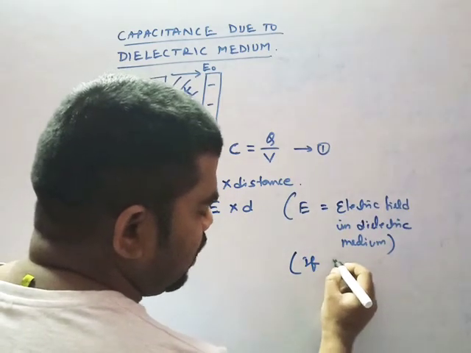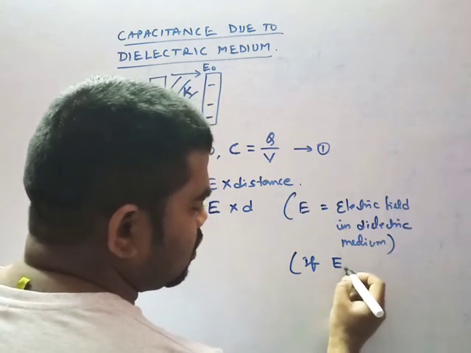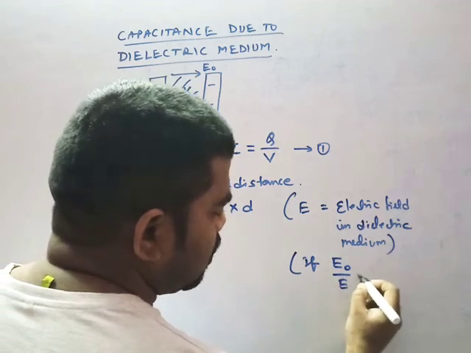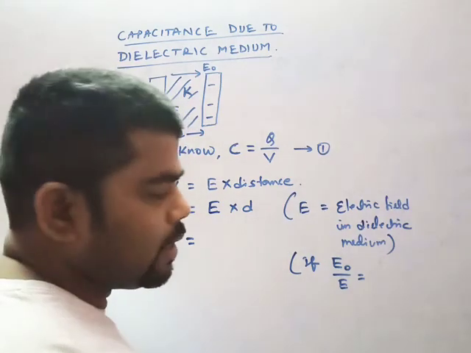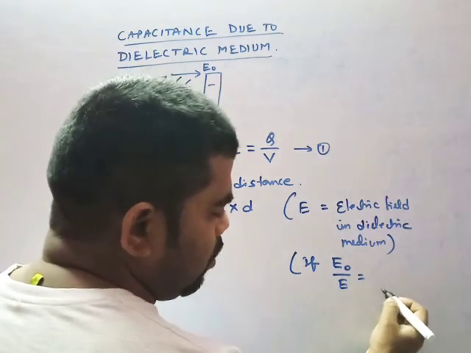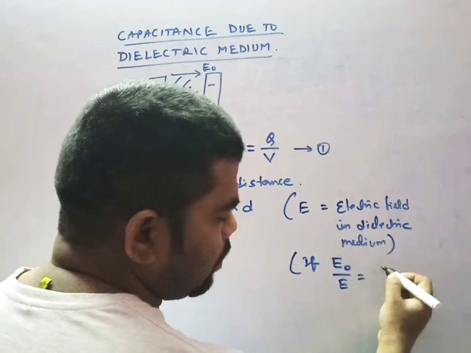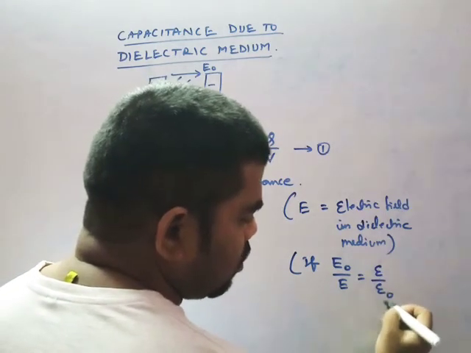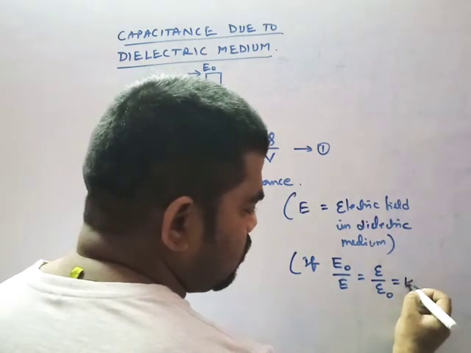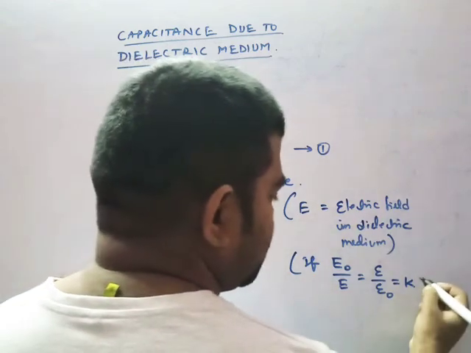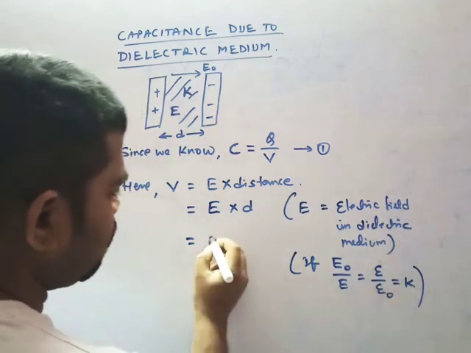If I write E naught by E, then what is the meaning of E naught by E? E naught has 1 by epsilon naught, and here, for E, epsilon naught goes down and epsilon comes up. So it means epsilon by epsilon naught. And you know well what epsilon by epsilon naught is. It is known as K.